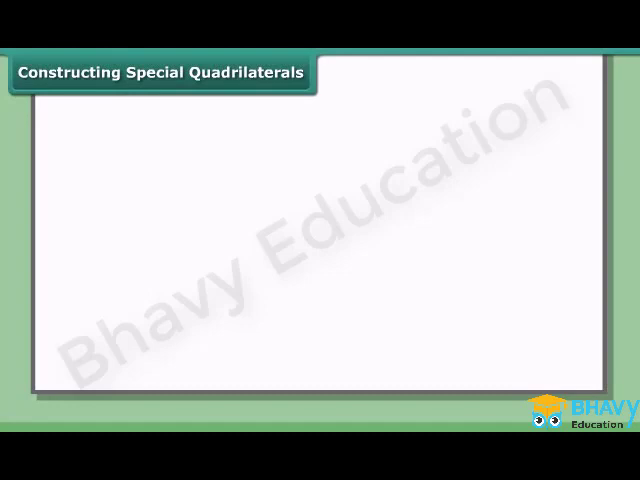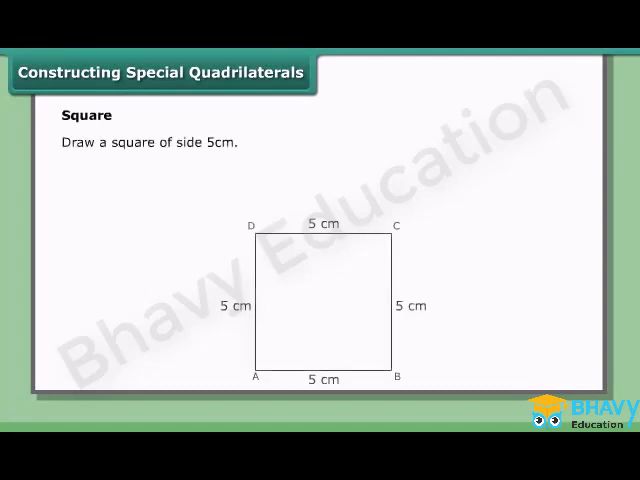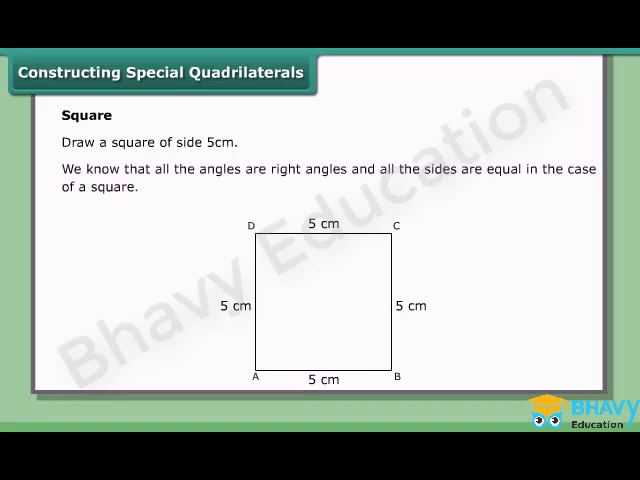Constructing special quadrilateral: square. Draw a square of side 5 cm. We know that all the angles are right angles and all the sides are equal in the case of a square. Given one side length is equal to 5 centimeters.